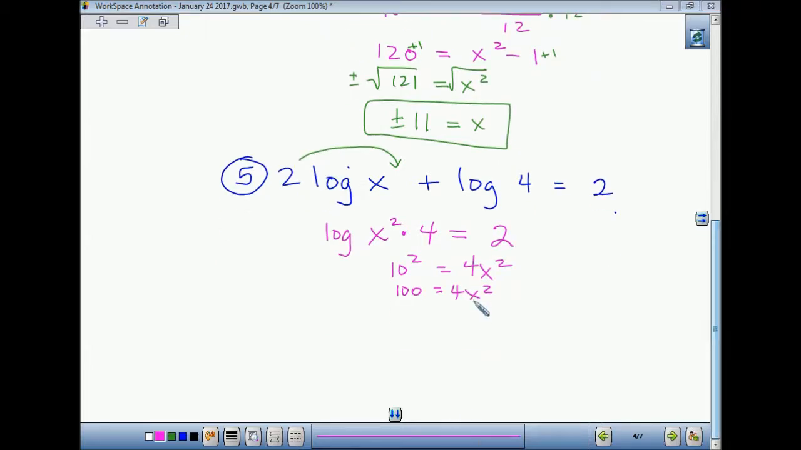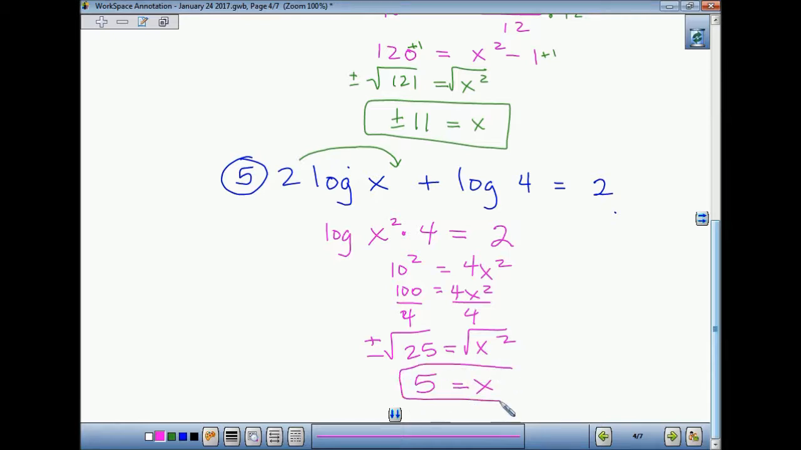When I divide by 4, what am I left with? 25. Now this time when I take the square root, only one of them is going to work. Just the positive. That is the only answer I'm going to get here, because can I have a negative 5 right here? No.